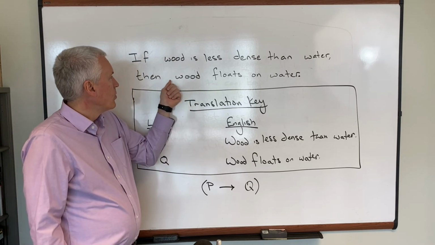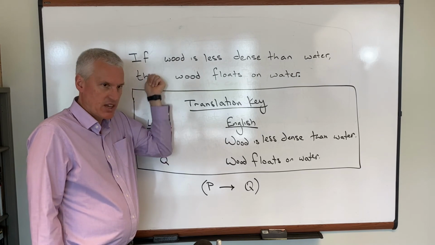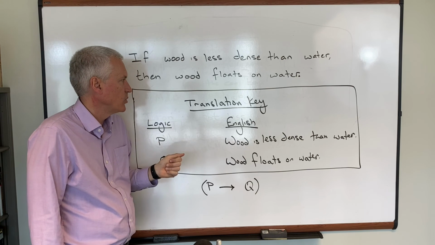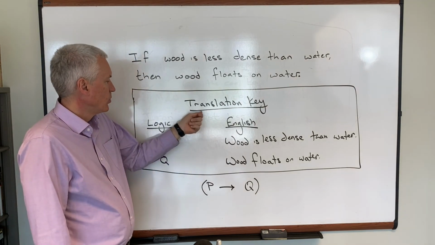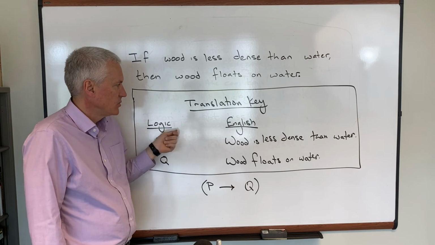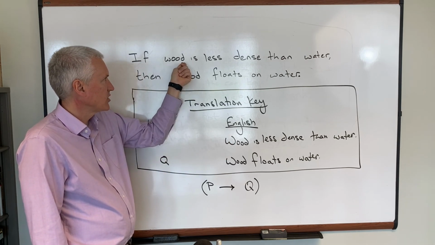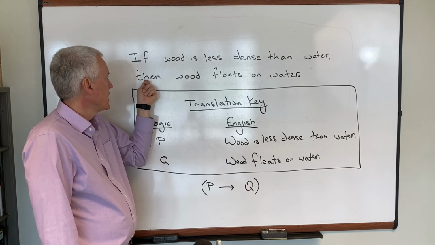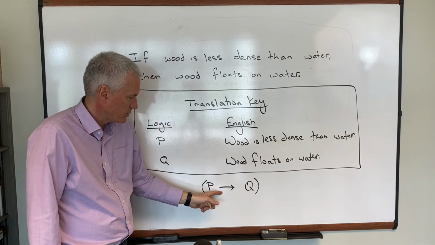So what we'll do is, when we see one of these sentences that says if-then in it, like, if wood is less dense than water, then wood floats on water, first we want to create a key which translates from our logic to the equivalent in English so that we know what the atomic parts are in our logical language. And then we're going to treat this if-then as some kind of relationship between those sentences, which we'll just represent with an arrow.